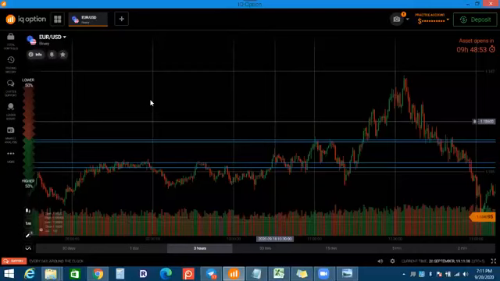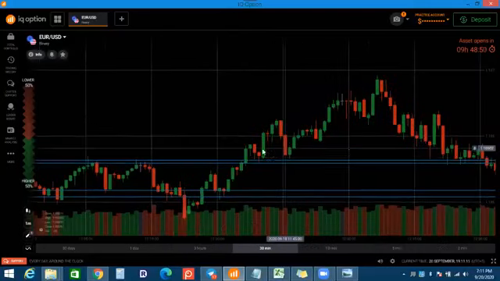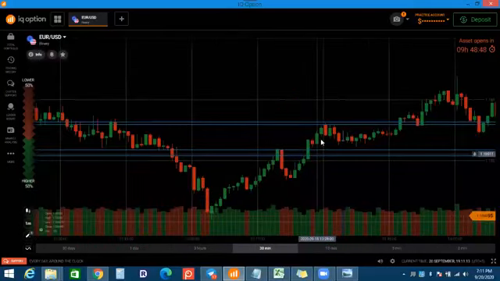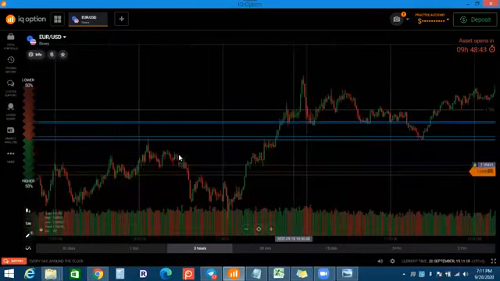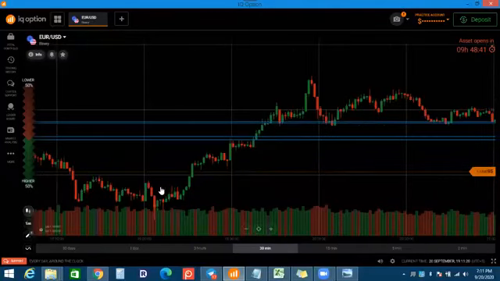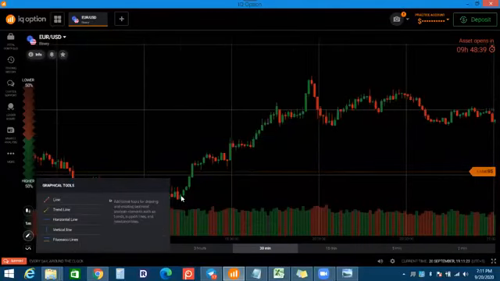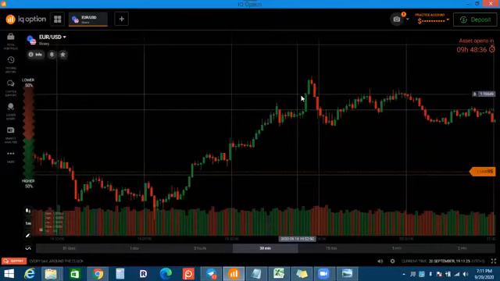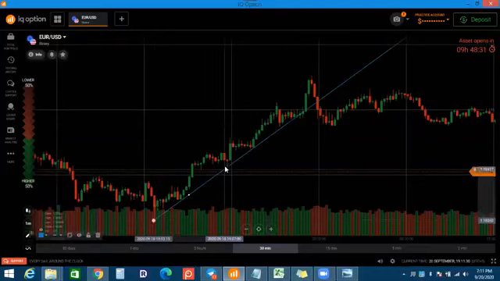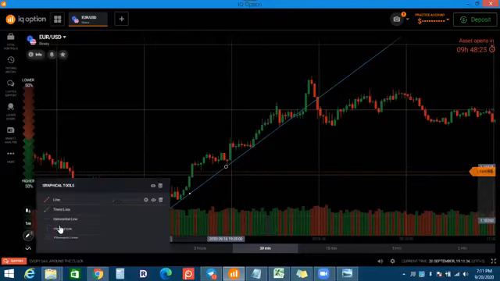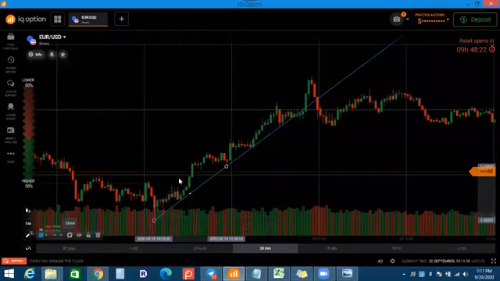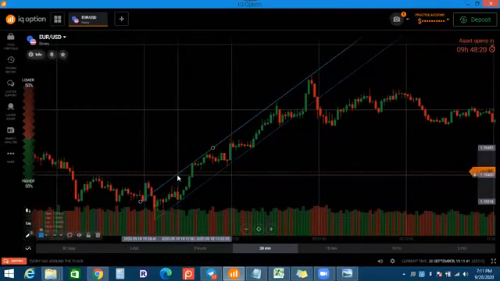You can take an idea about the impulsive wave and corrective wave. If you see 3 impulsive waves in a row, then you can expect the channel can be broken now. From here to here, that is a channel, okay? So you count the impulsive waves in a channel. And when you make a channel, it will give you an idea about the movement.